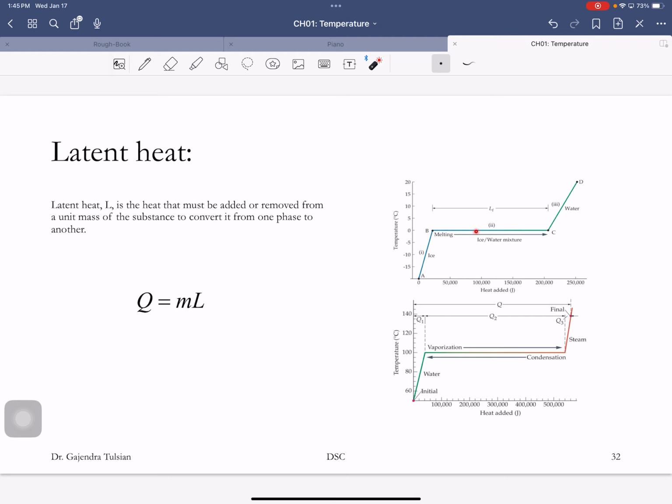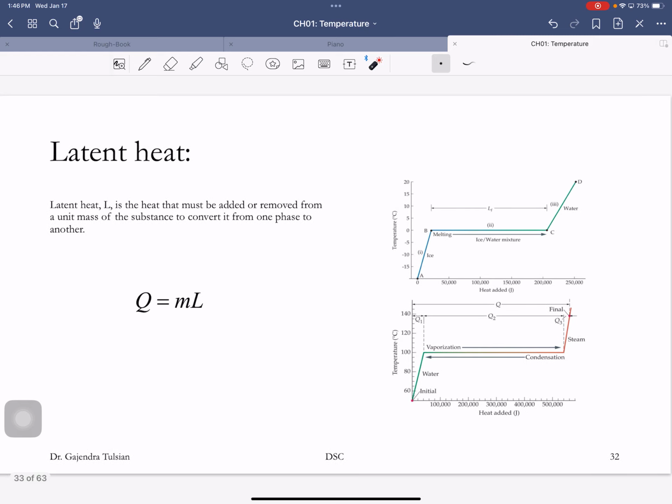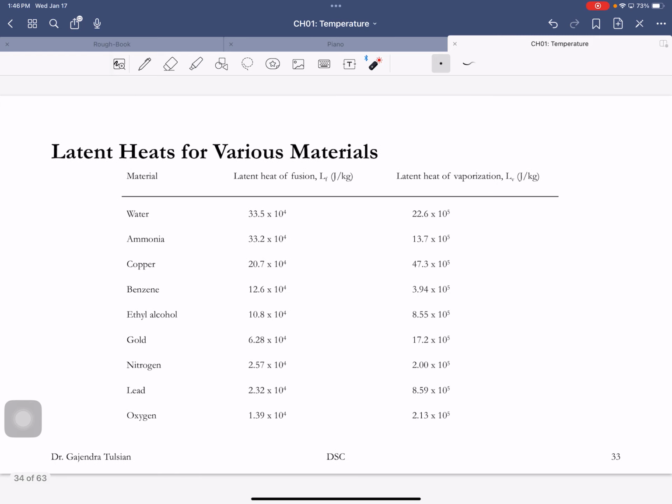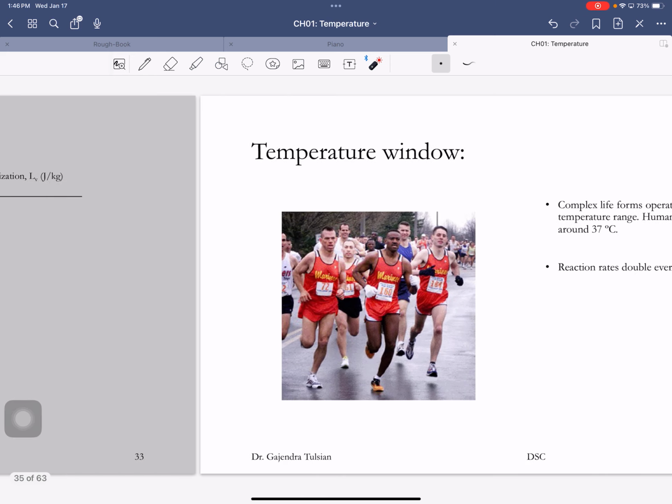So again, when ice is melting, the temperature remains constant, and then once all of the ice is melted, you can raise the temperature of water. So next time you see a glass of ice water, you don't have to measure its temperature. You know it's at 0 degrees Celsius. These are latent heat of fusion, the solid to liquid phase change, and latent heat of vaporization, the liquid to gas phase change. And there are the numbers for various substances.